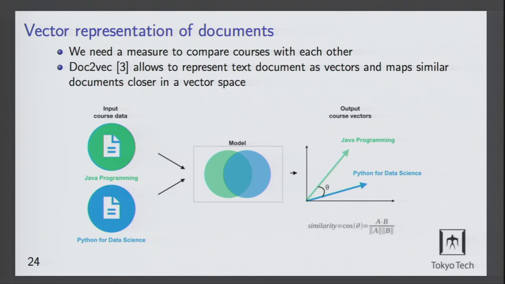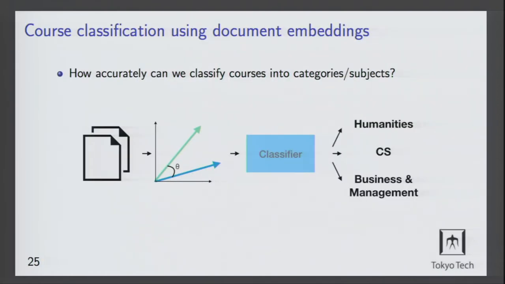So the doc2vec model works like this. As the input documents, we have courses. And as an output, we have the vector representations for the courses. And we can apply the cosine similarity measure to measure how similar the content of courses is. So the model is very available. We use the Gensim implementation to train the model, and we obtained these word vectors and document vectors for each course.